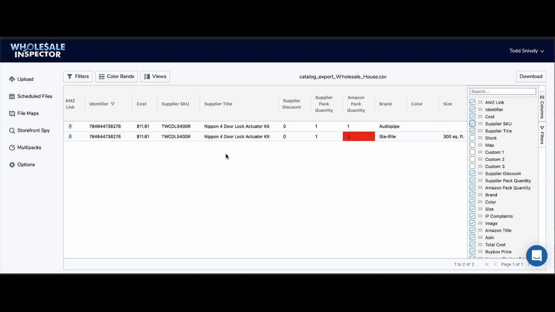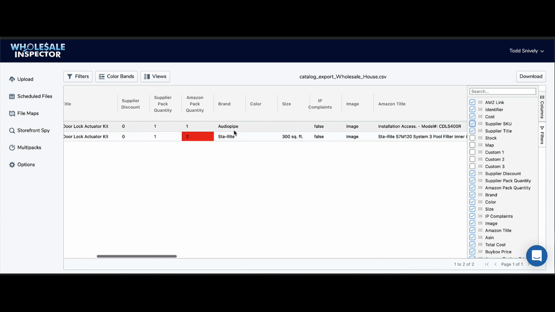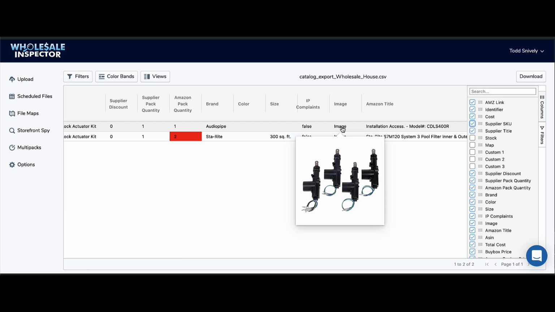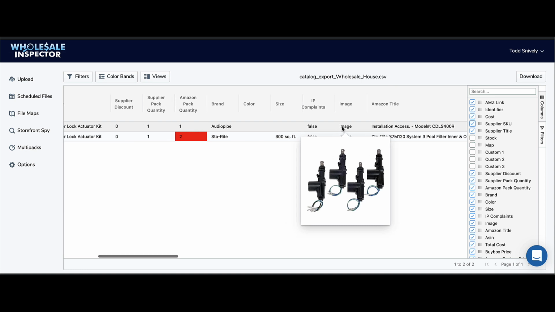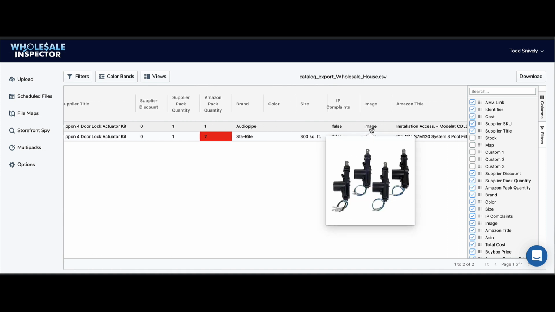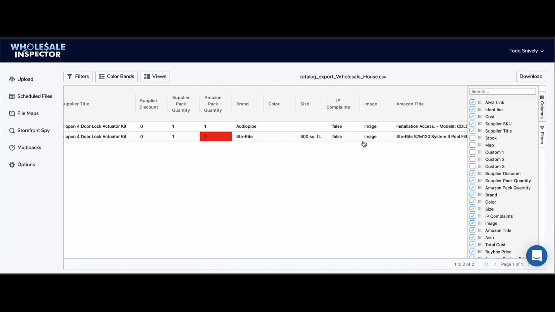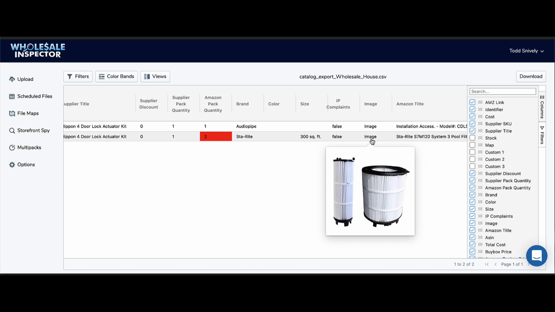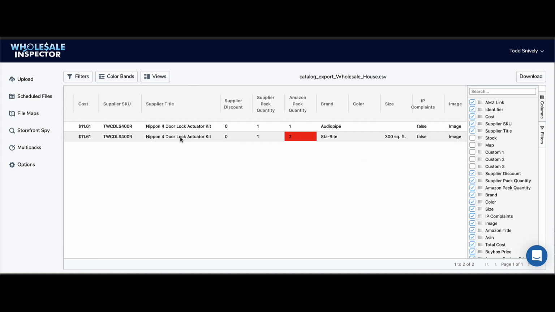Now we know from the supplier file for this identifier, it's a Nippon 4-door lock actuator kit. That's definitive. That's what the supplier is saying: if you order this SKU, this identifier, this is what we're going to send you, right? And now the picture makes more sense. That's a 4-door lock actuator kit, which is why there are 4 of them. It is not this filter, because the supplier title doesn't say filter, it doesn't say pool.